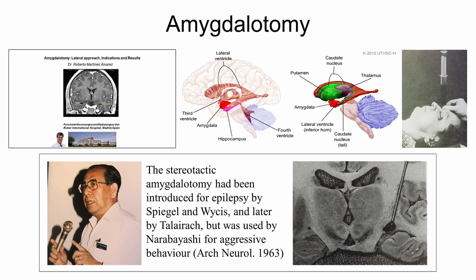Another less commonly used target was the amygdala. This had been targeted already by Walter Freeman using the transorbital approach and blood injections based on the technique of Maurice Ducosté. The stereotactic amygdalotomy was first introduced by Spiegel and Wycis for epilepsy, but is more well known from Narabayashi, who used this target for aggressions. And you will find more detailed information in this lecture.